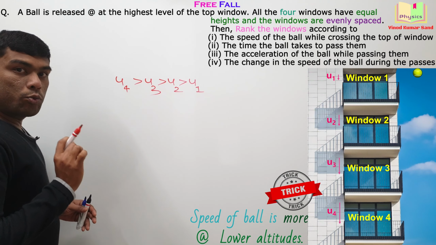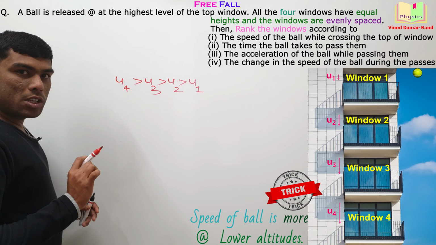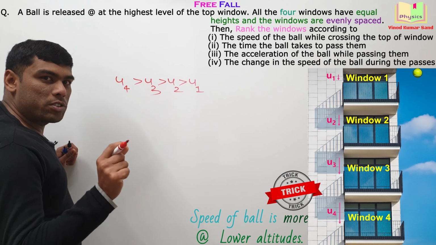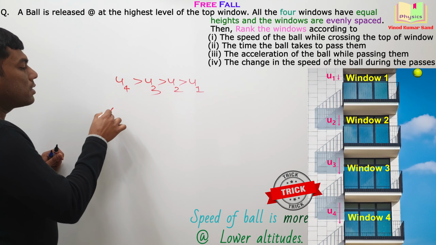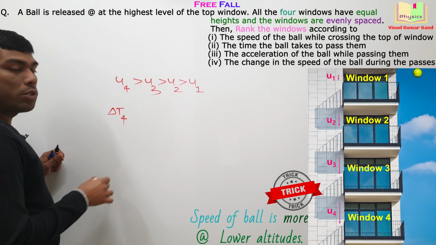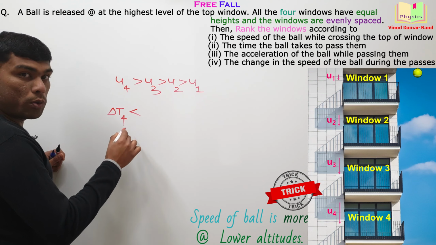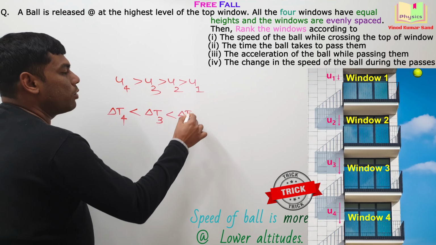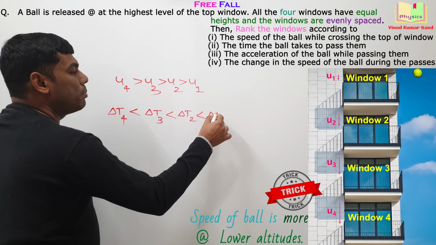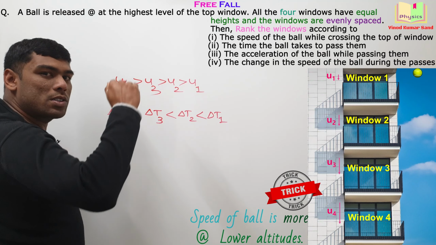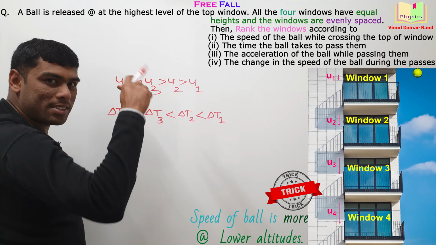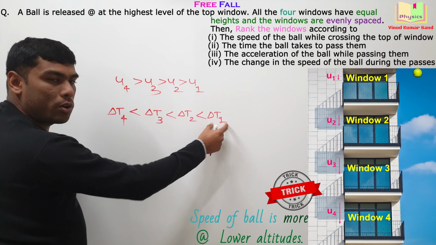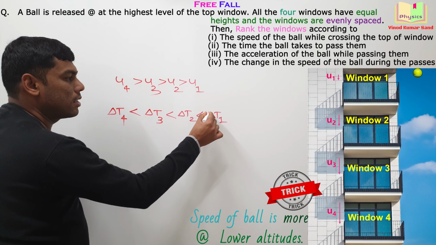Now we need the time taken in crossing all these windows. Since at lower altitudes the speed of the ball is greater, the time taken in crossing window 4 will be lowest and the time taken in crossing window 1 will be maximum, because at higher altitudes the speed is less. Then for traveling some distance the ball will require more time. I hope you get this.